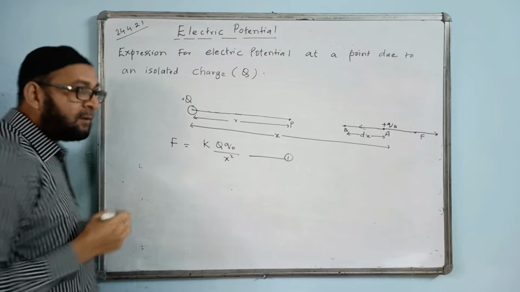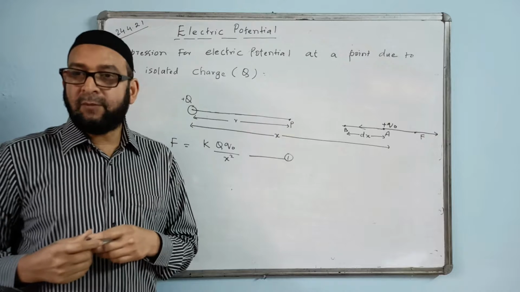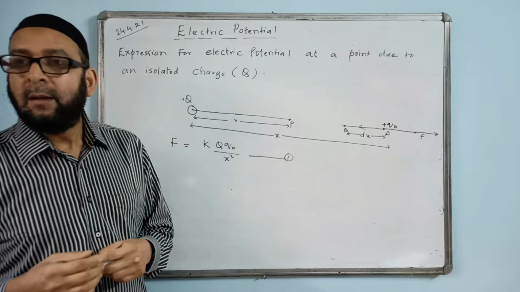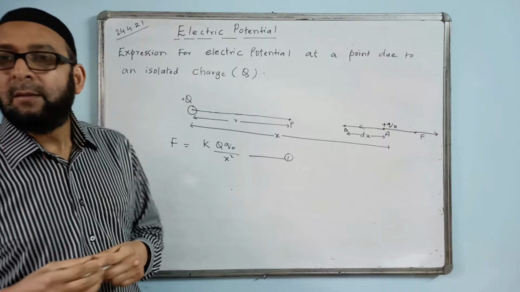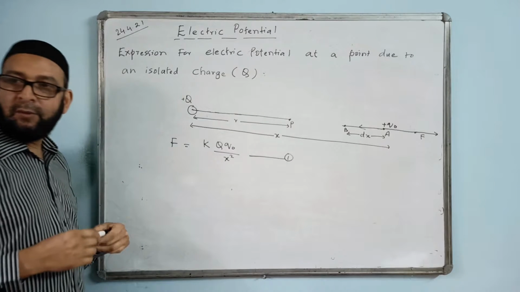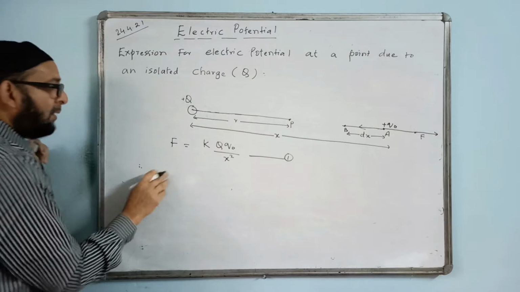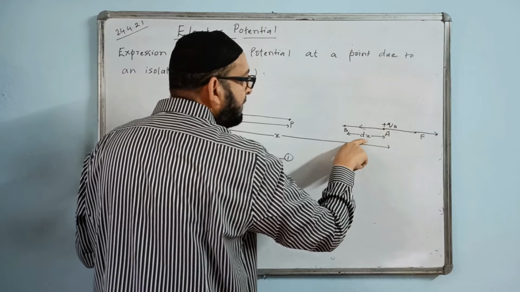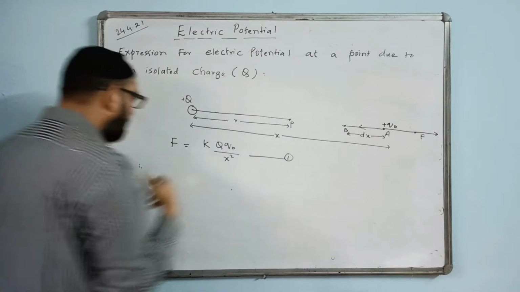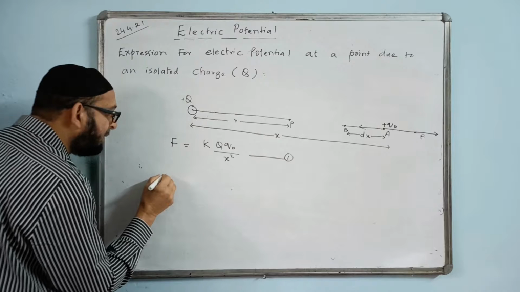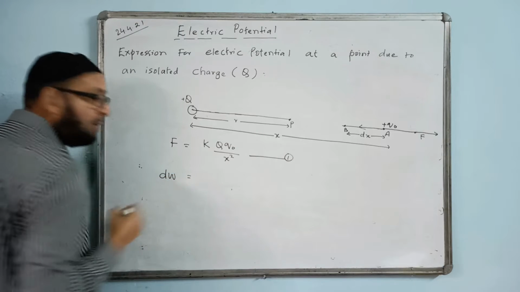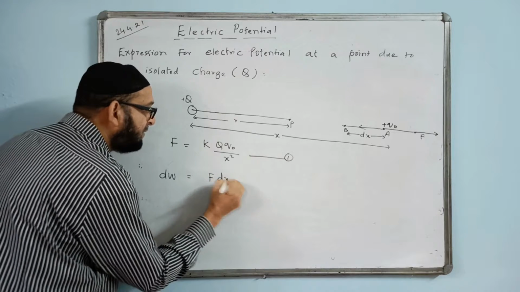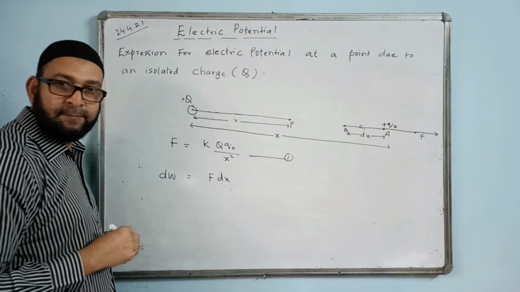We know the formula of work. What is the formula of work? The formula of work is force into displacement. But what kind of force? This force, just now when we are pushing it, the displacement is changing, so work done also will change. It is the variable work. I will be writing that as dW. dW is equal to force into displacement, which is variable, so F into dx.